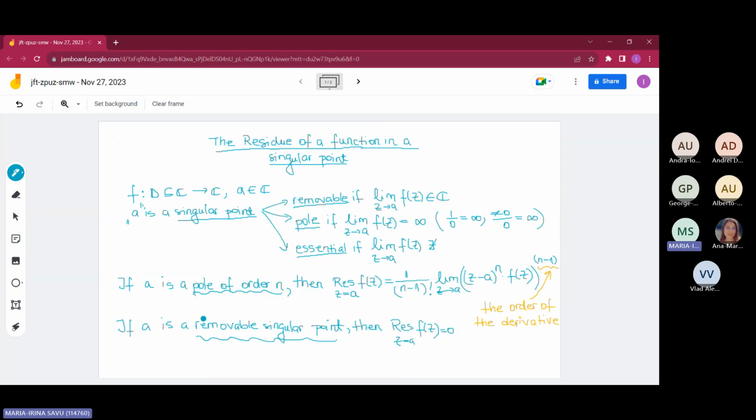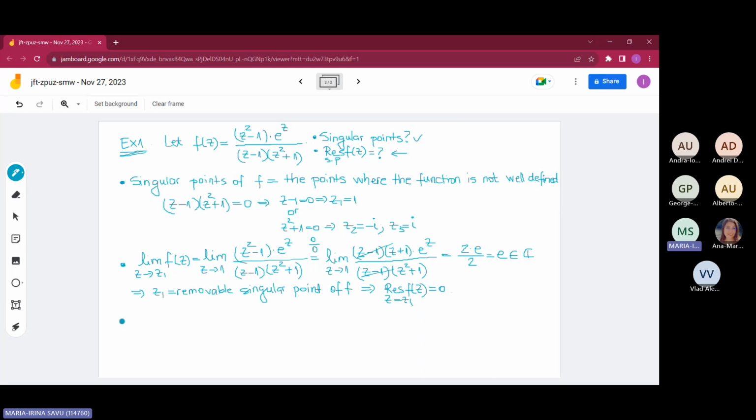Because we have seen that if you have a removable singular point, then the residue of the function in that point is equal to 0. Now the next point is z2. Okay, you have to compute the limit when z goes to z2 from f of z, which is the limit when z goes to minus i from this function.